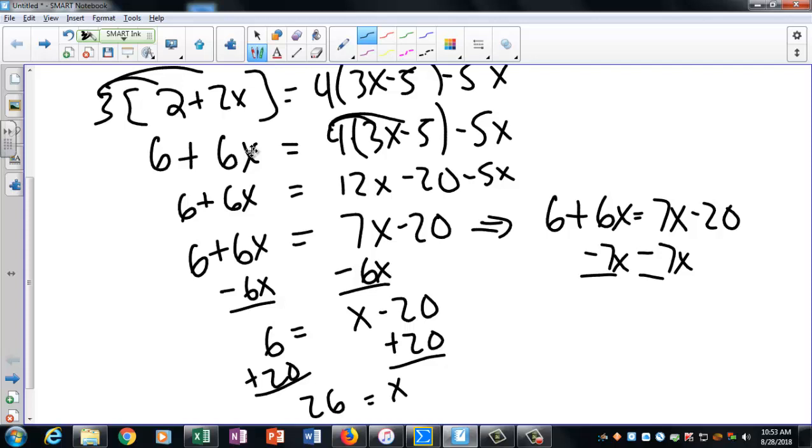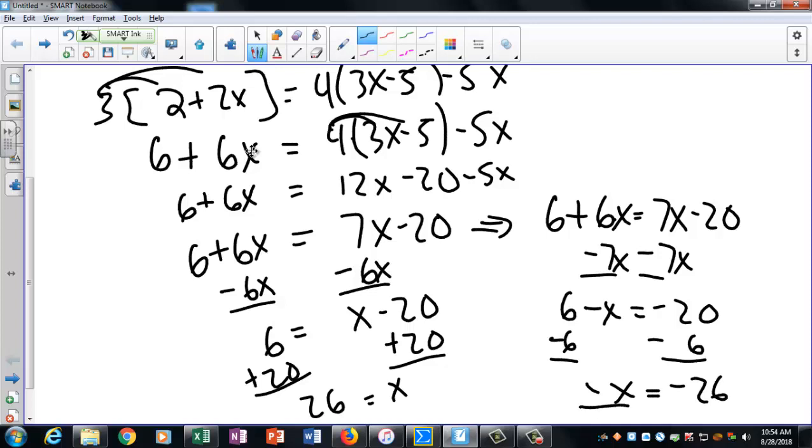But here's what happens. If you do that, you get 6 plus 6 minus 7 becomes negative x, right? Equals negative 20. And that's fine. Some people get to there and they're like, oh, I screwed it up. No, you didn't. You're fine. But now you have to subtract 6 from both sides. And then this is the interesting thing. How do you deal with that negative there? Divide by negative 1.